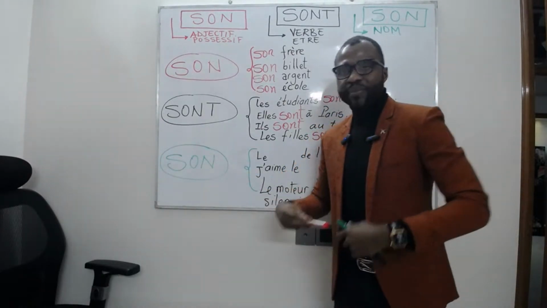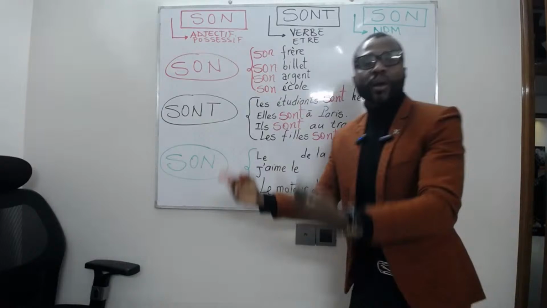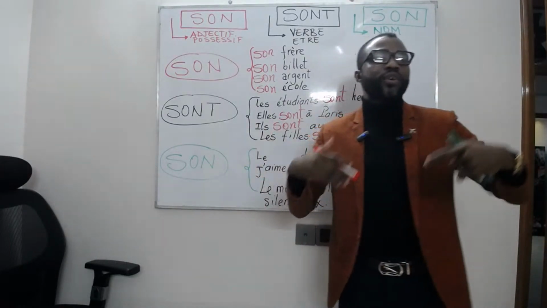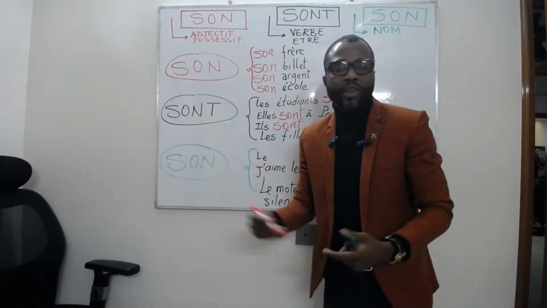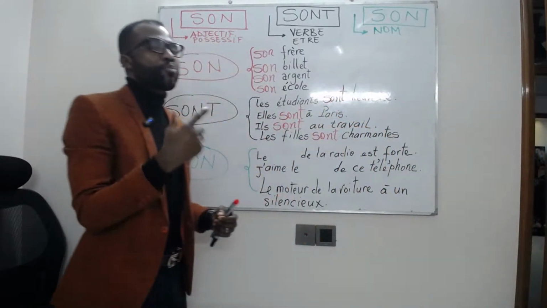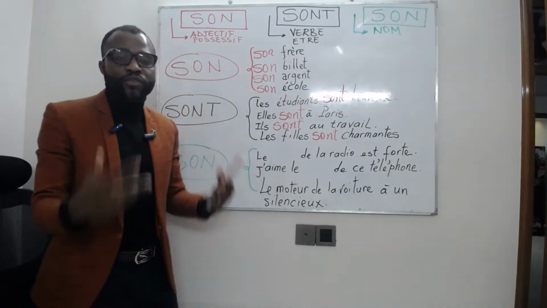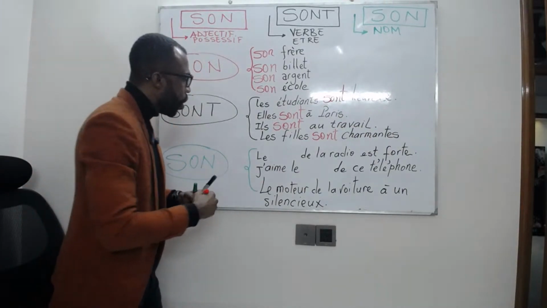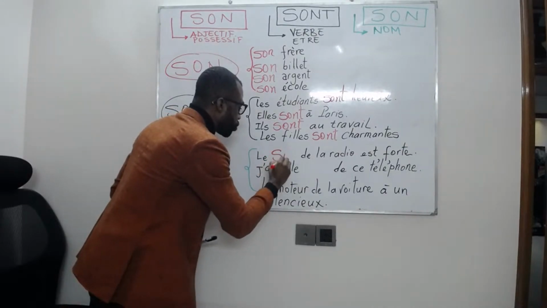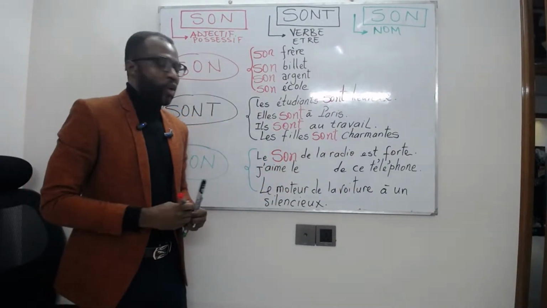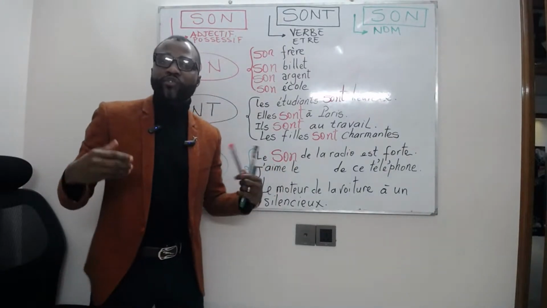So we will say the sound of something, the sound of the TV, the sound of the phone, to represent the noise of something, all right? So in this case, we're going to use this son to express the sound of some object, all right? So, example, le son de la radio est forte. Le son de la radio est forte.